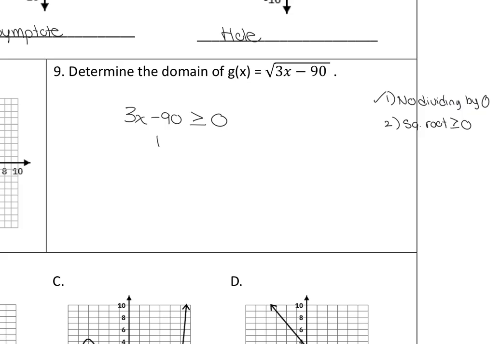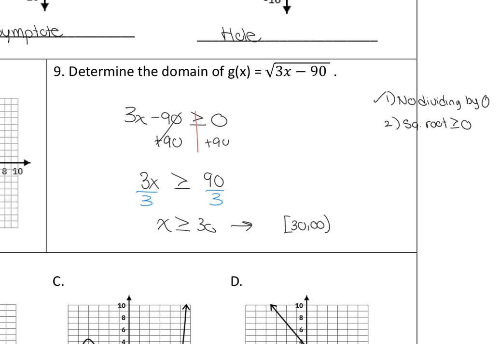So I'm going to add my 90 over to the other side. Treat this like an equal sign. If I add it to one side, I have to add it to the other. 3x is greater than or equal to 90. And then I'm going to divide both sides by 3 and get x is greater than or equal to 30, which we can write as, I'm going to start at 30 and get bigger.